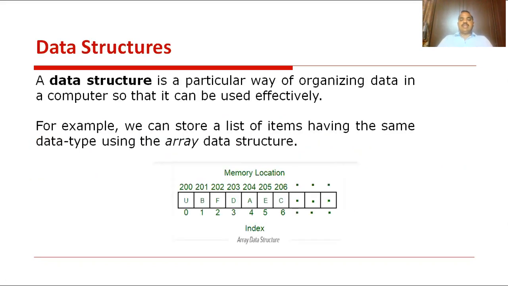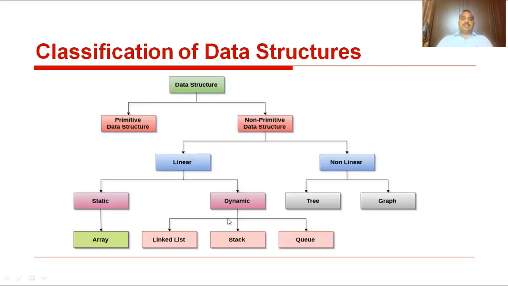Then this is the data structure. What is a data structure? Simply, a data structure is a particular way of organizing data in a computer so that it can be used effectively. This is an example of an array data structure. Then this is the classification of data structures. We know how many types, mainly two types. The first one is primitive and the second one is non-primitive.